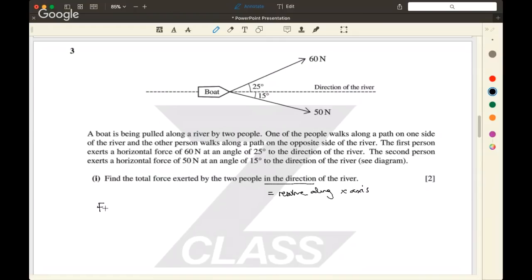Well, that means Fx, basically our net force in the x direction. Well, that is this guy, which is 60 cosine 25, and the other guy, which is 50 cosine 15. So this is just the sum of these, 60 cosine of 25 degrees plus 50 cosine of 15 degrees. So that's pretty straightforward, and you get something like 103 newtons.